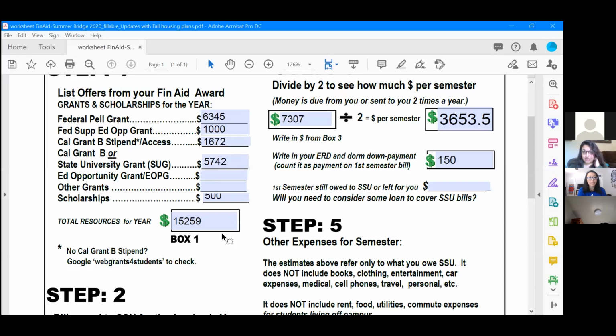And then make sure that you are on a payment plan for when you need to pay your fees and tuition, if you owe money to the university, okay?